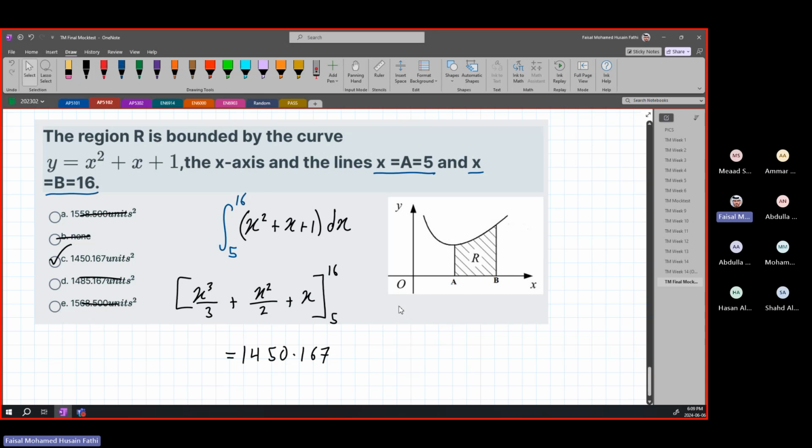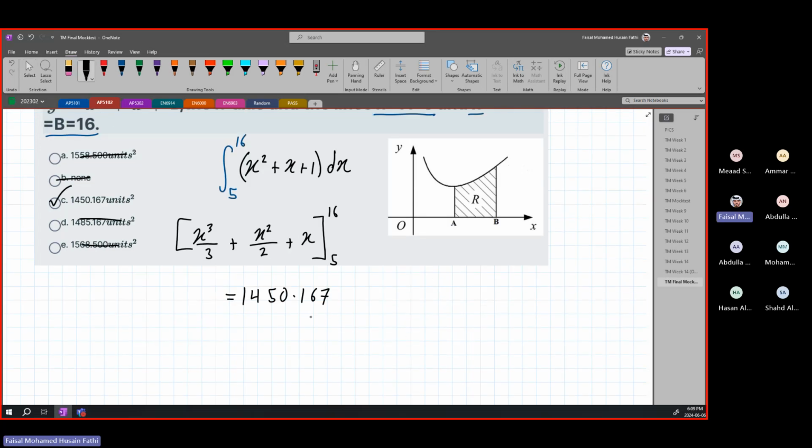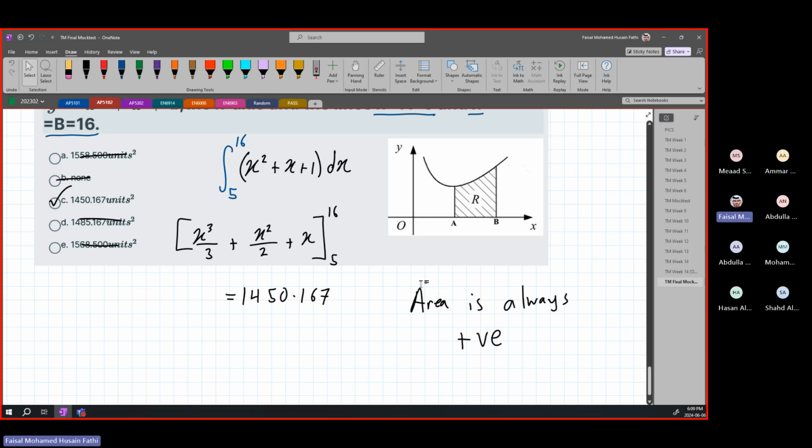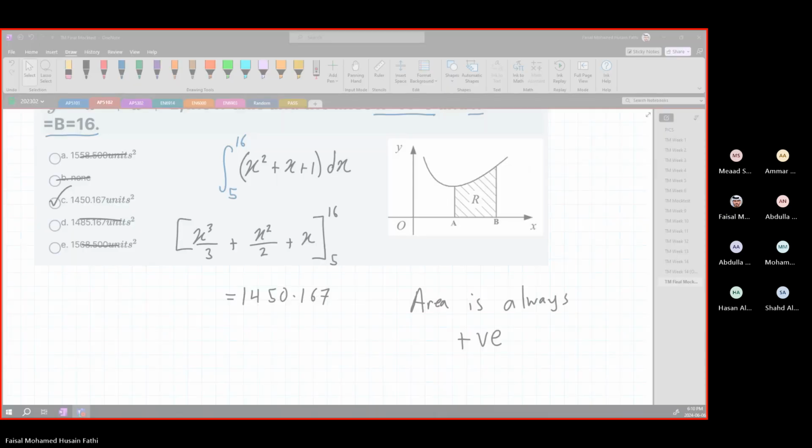Keep one thing in mind. If for any reason you get a negative value in your calculator, just convert it into positive, because area is always positive. You can never get a negative value for area. The meaning of the negative value is just that the area is under the x-axis, like I explained last time. Area is always a positive value. So just in case we don't see a question like that, keep that in mind. All right. Let's go on to the next question.